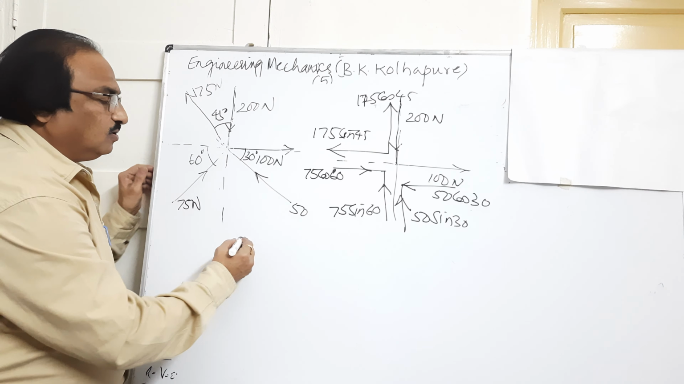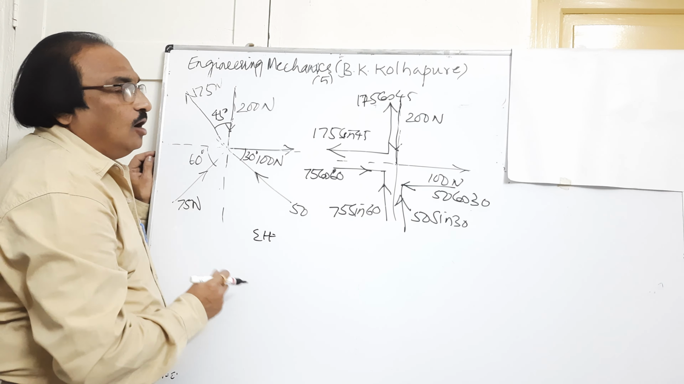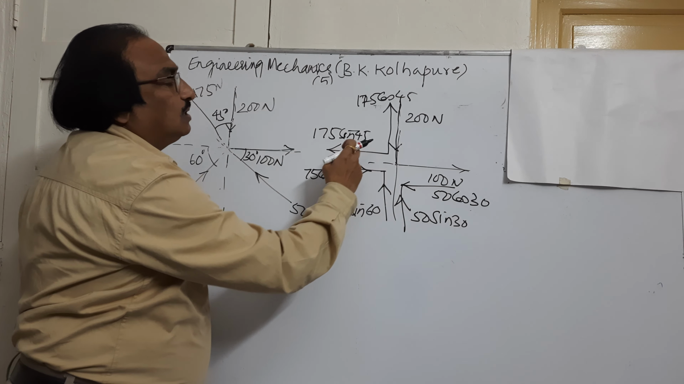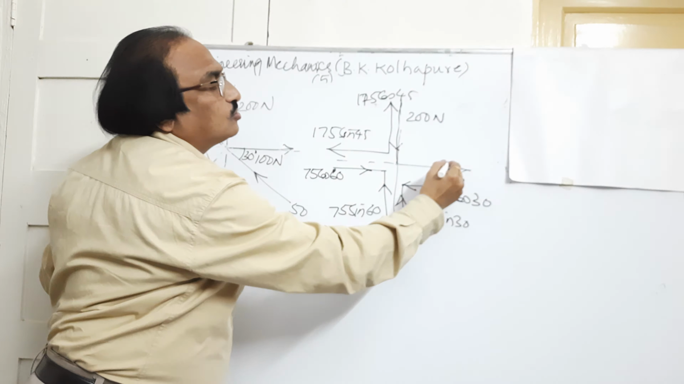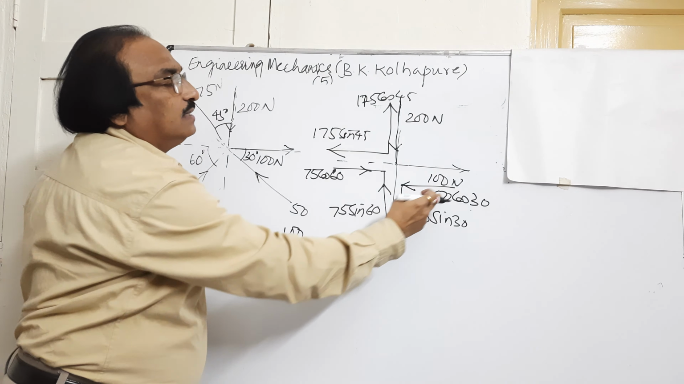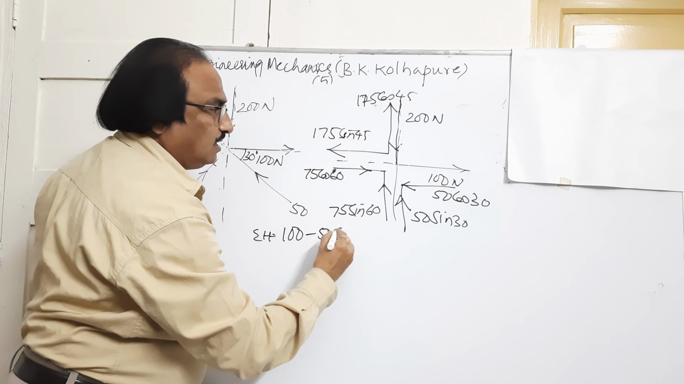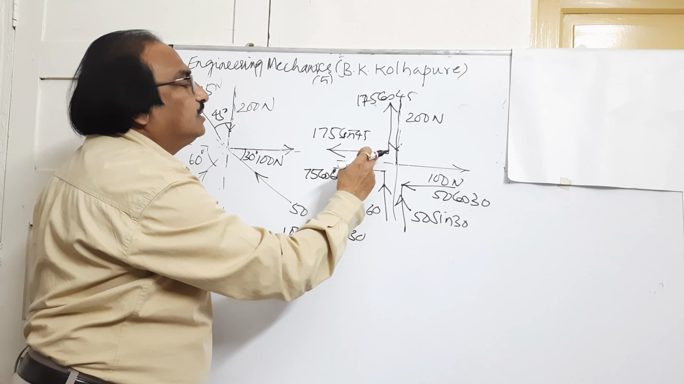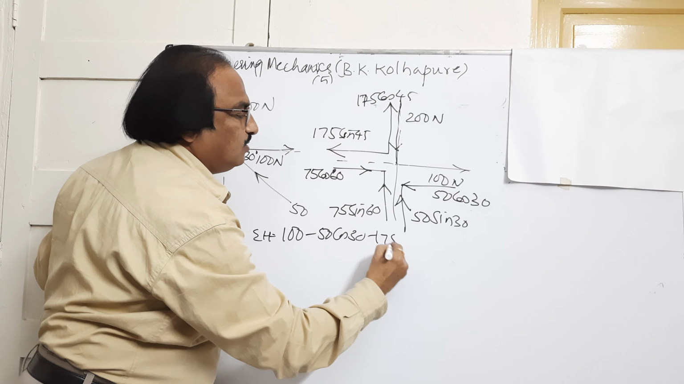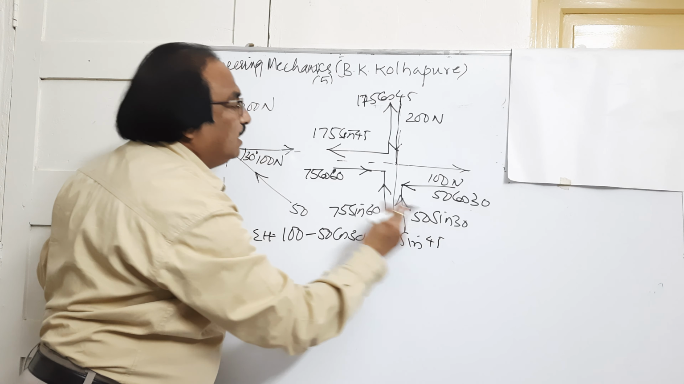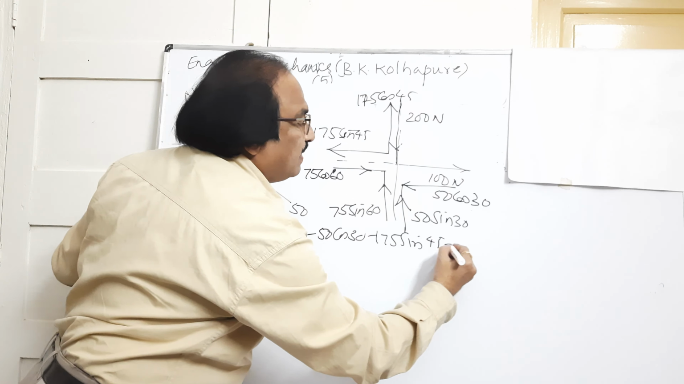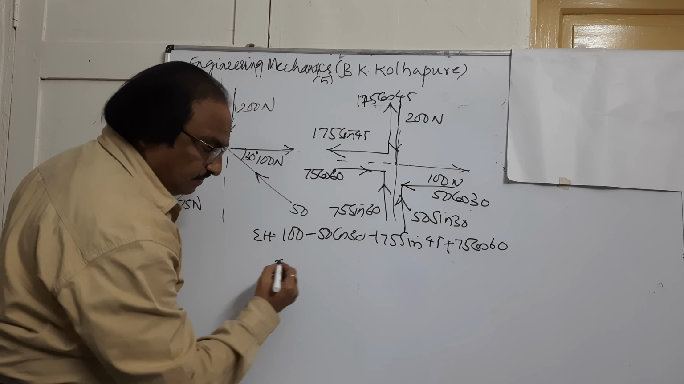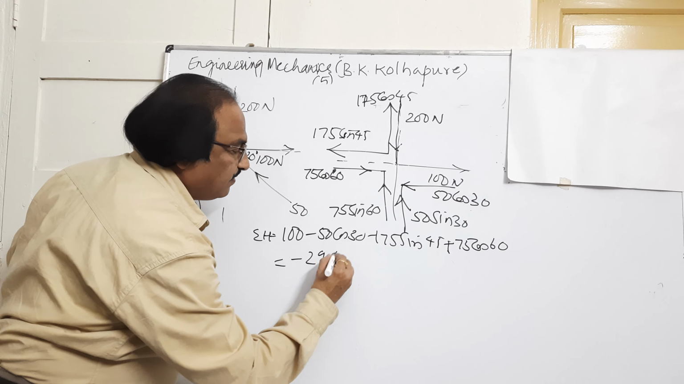Now next job is to find out sigma H. How many horizontal forces are there? 1, 2, 3, 4 horizontal forces are there. Right is positive, left is negative. So let us begin with this 100. This is left, minus 50 cos of 30. This is also left, minus 175 sin 45. This is towards right, so this will be plus 75 cos of 60. If you simplify this, you get the value of sigma H as minus 29.55 Newton.